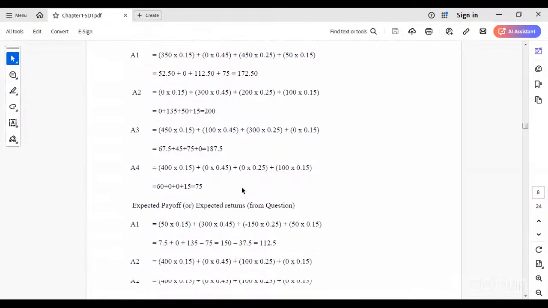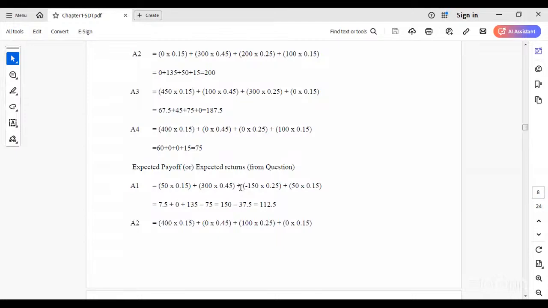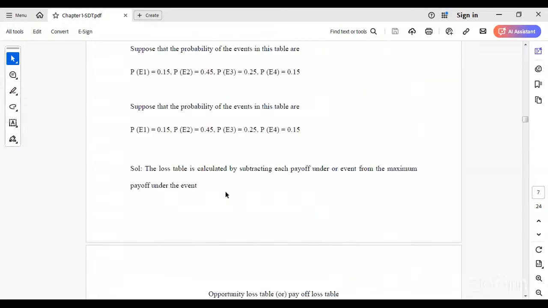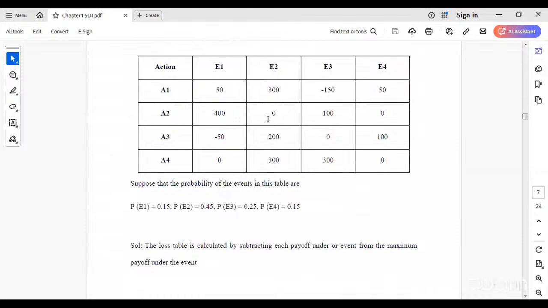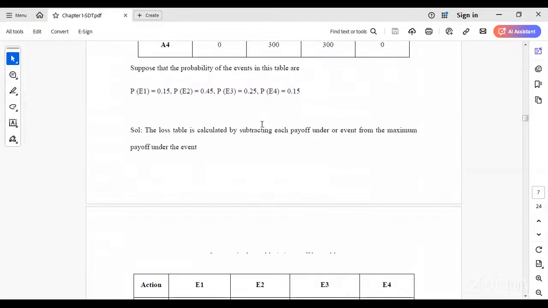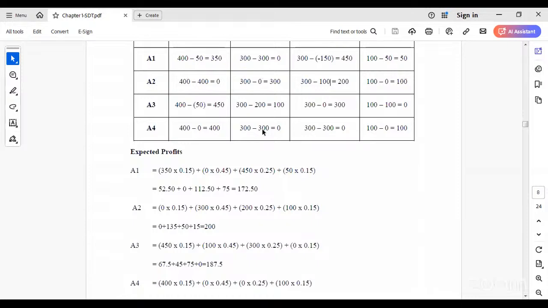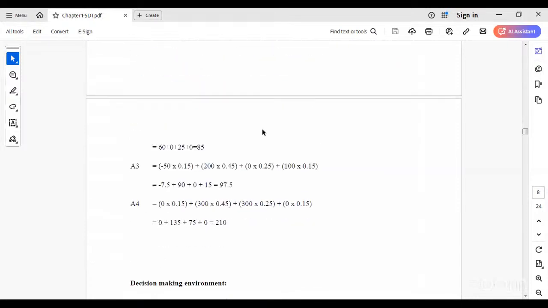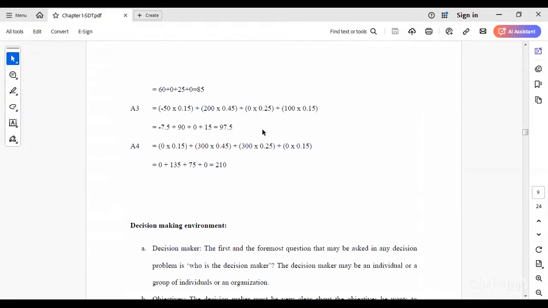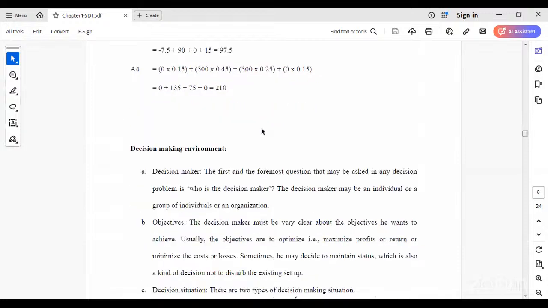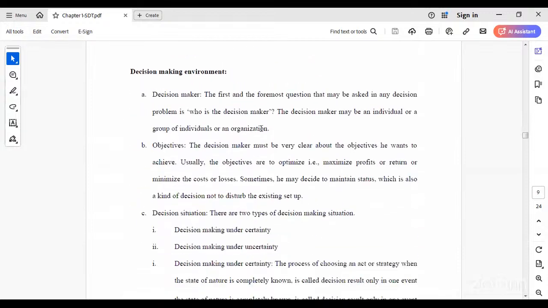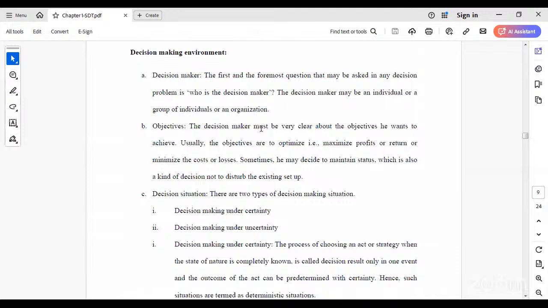The next one is also an additional part of the question. The question is given here, with the values like this: 50, 300, minus 150, 50. And this is row wise. Here the calculation we did column wise, now row wise: row wise value into the probability value. So this is the problem of getting the loss table and the payoff table. Then we go for the next one, decision making.